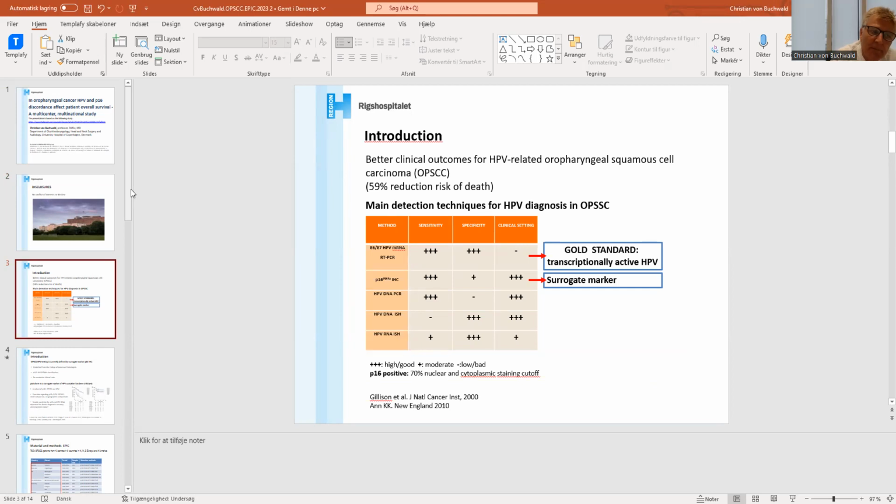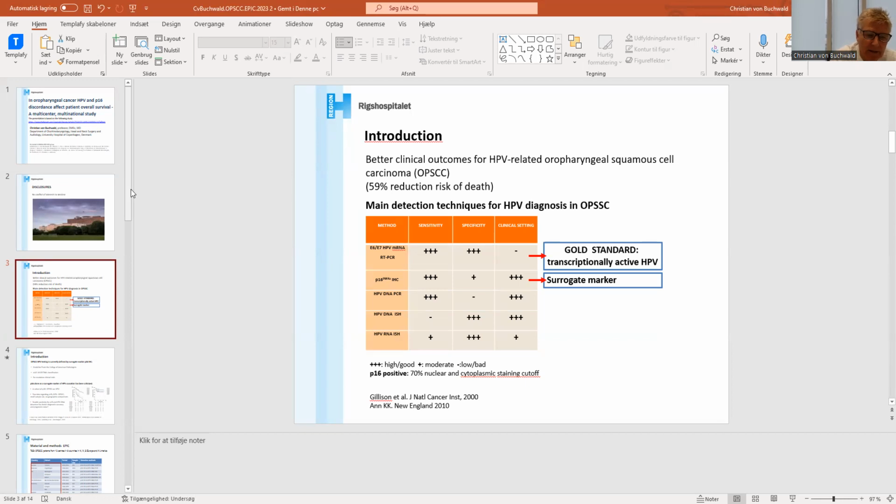In the introduction, I want to tell you that we all know there's a better outcome for HPV-related or induced oropharyngeal squamous cell carcinomas, which means there's almost a 60% reduction in risk of death for these patients. How do we identify these patients? The main detection technique for HPV diagnosis in oropharyngeal cancers is P16 immunohistology. This is used as a surrogate marker for HPV.